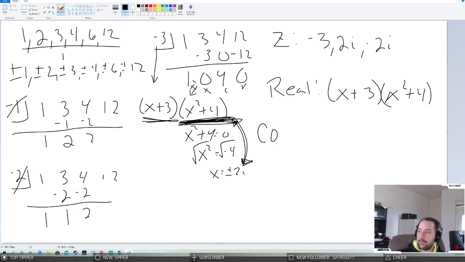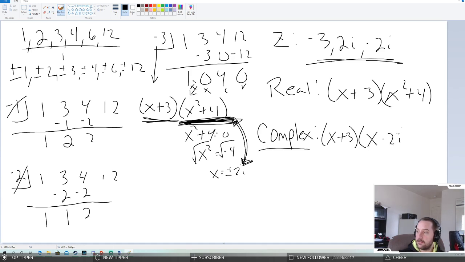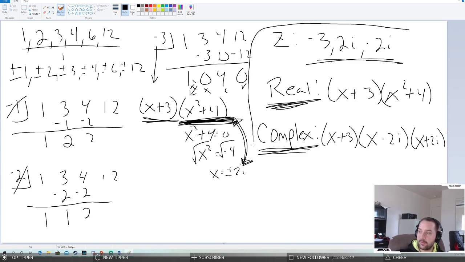And then over complex, all you have to do is just take all of your zeros and just write x minus your 0. X minus your 0, and x minus your 0. And so those are the three different forms that we can express our polynomials. We can factor it over complex, factor it over real, and then these are all the zeros of the polynomial, both real and imaginary.